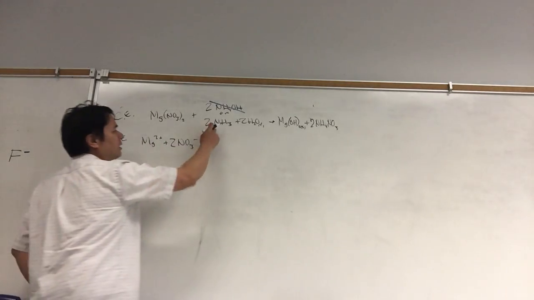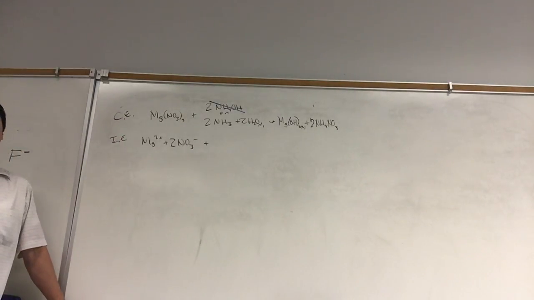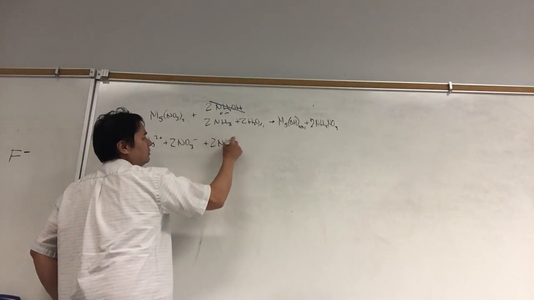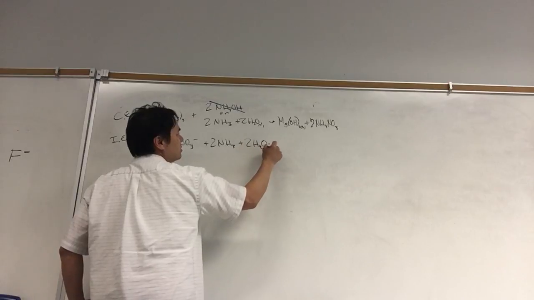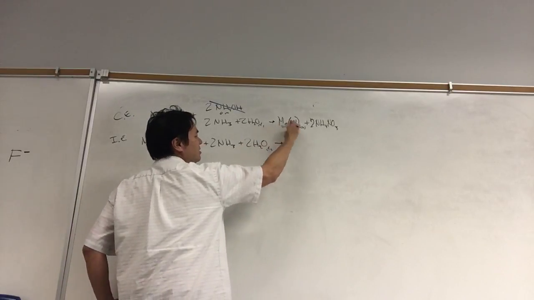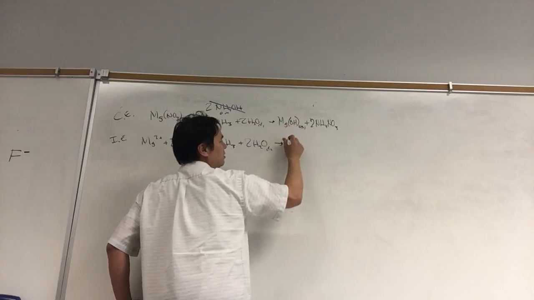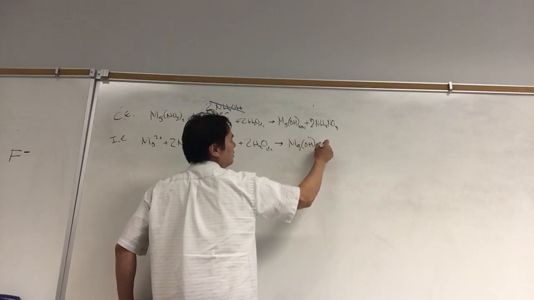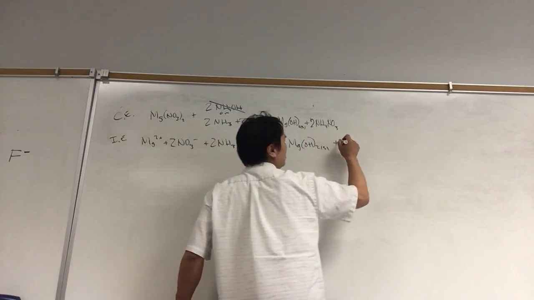And then we go to ammonia. Is ammonia a strong acid? No. Strong base? No. Soluble salt? No. If it's neither of those, we just leave it alone. It's 2 ammonias. Water, the same thing. It's not a strong acid, strong base, or soluble salt. Magnesium hydroxide. Magnesium hydroxide is a salt, but it's an insoluble salt. So insoluble salts we just leave as is. And then ammonium nitrate, well, that's a soluble salt.